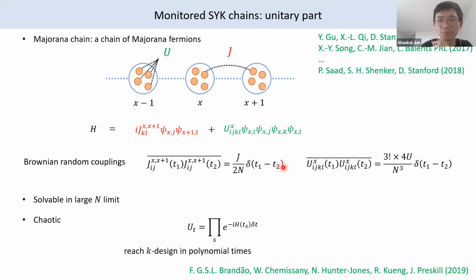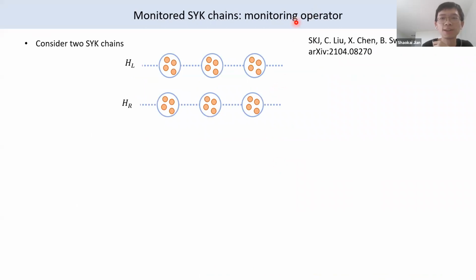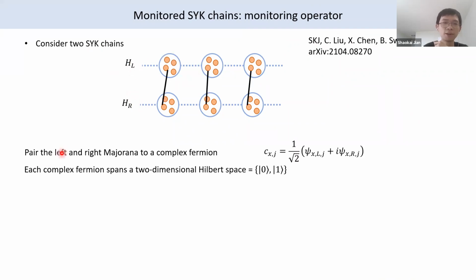Okay, maybe let me move on. So we need a second part for our model. We need a monitoring operator. So now we just consider two copies of the chain and call them left and right. And then we pair left and right Majorana to a complex fermion.